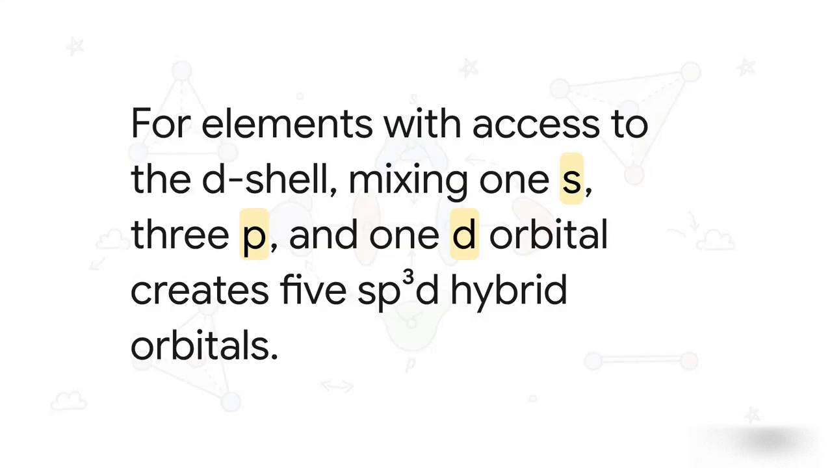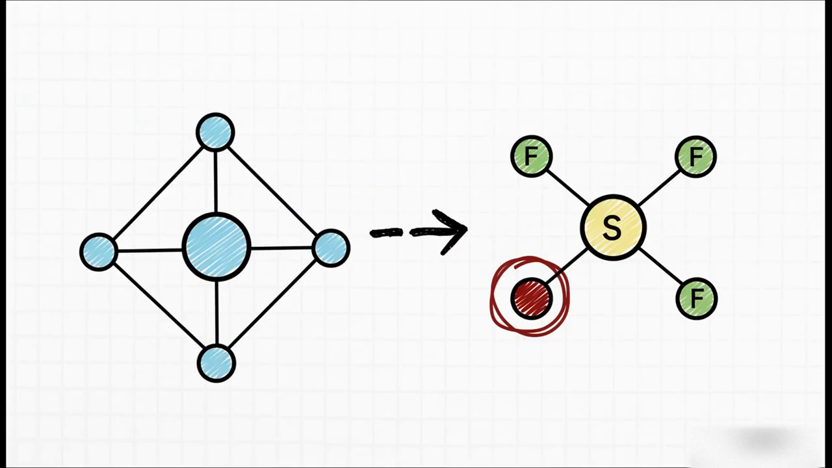So what about those atoms that love to break the octet rule? Well, for elements in the third period and below, they have an extra tool they can use. They're d orbitals. By mixing one s, 3 p, and one d orbital together, they can create a set of 5 sp³d hybrid orbitals. These 5 orbitals give us what's called a trigonal bipyramidal electron geometry.